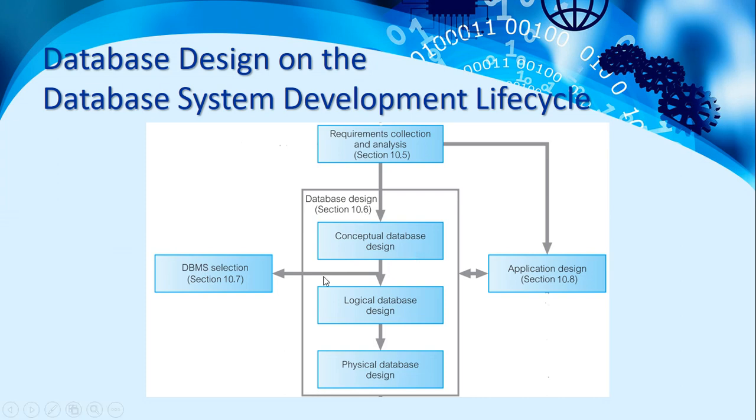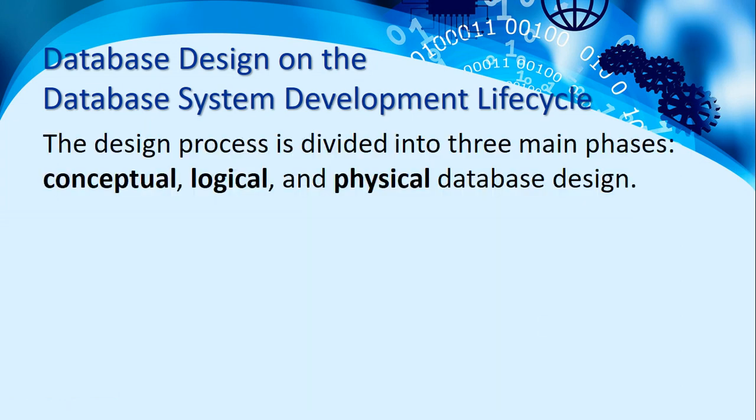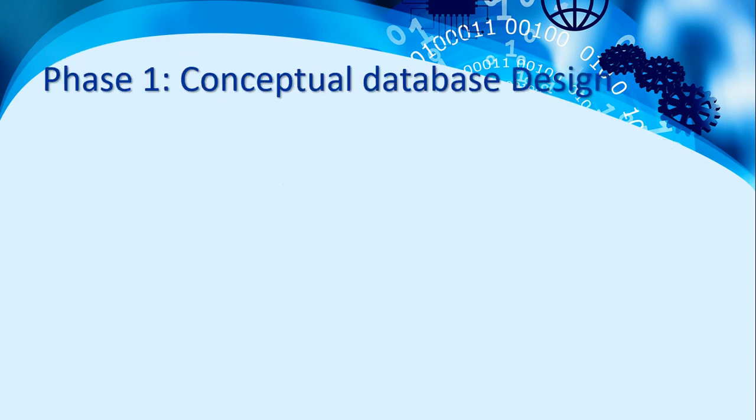So again, this is the phase that you need to decide kung anong database yung pipiliin nyo. If relational, iba yung magiging output. The output of this logical database would be a relational database design. Kung network, network database design, and so on and so forth. Now, moving on, the design process is divided into three main phases, as mentioned a while ago: conceptual, logical, and physical database design. Now, let's go to the conceptual database design.